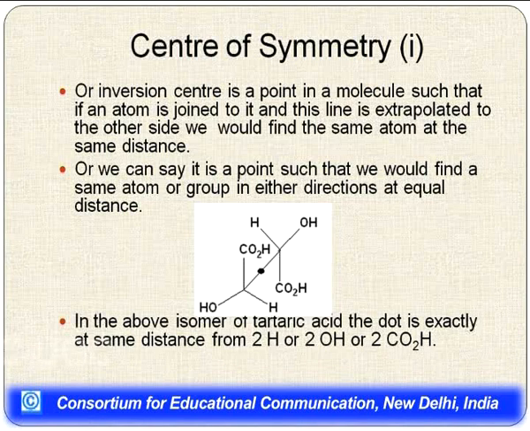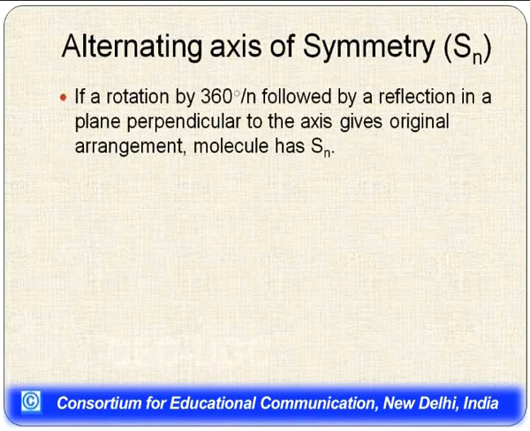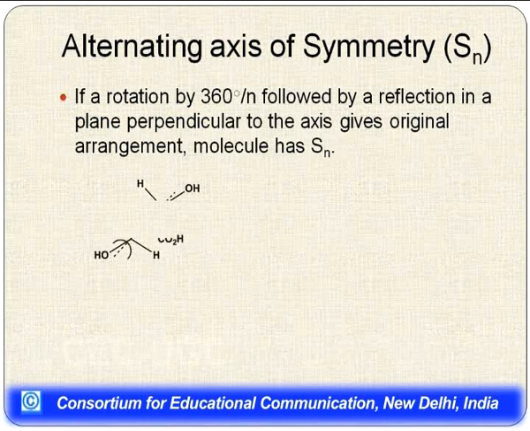Then last but not least, there is the alternating axis of symmetry. I know that in an online lecture it is quite difficult to understand the alternating axis of symmetry because it needs two operations at the same time. If a rotation of 360 degrees divided by n followed by a reflection in a perpendicular plane is done and it gives the original arrangement, the molecule is said to have Sn.